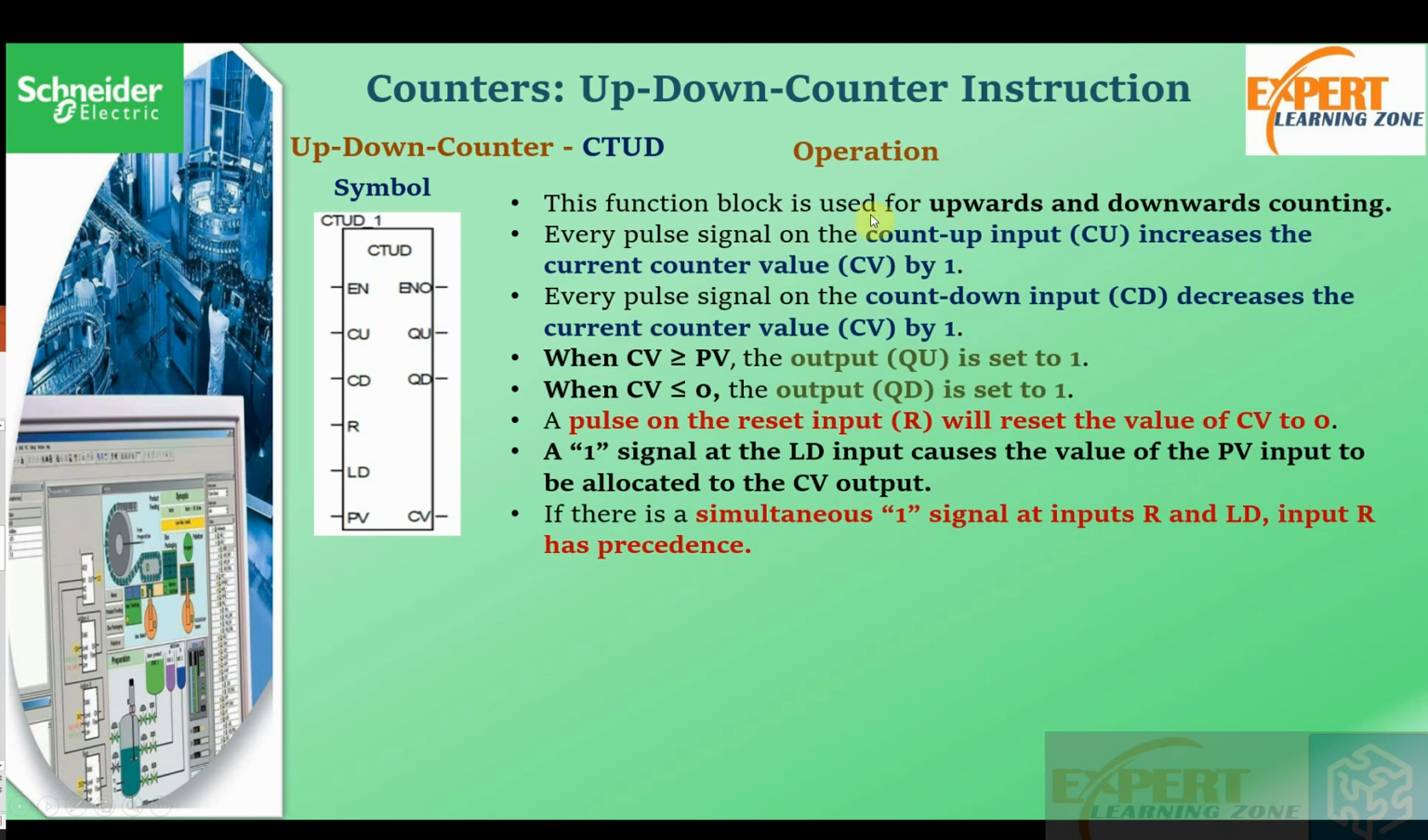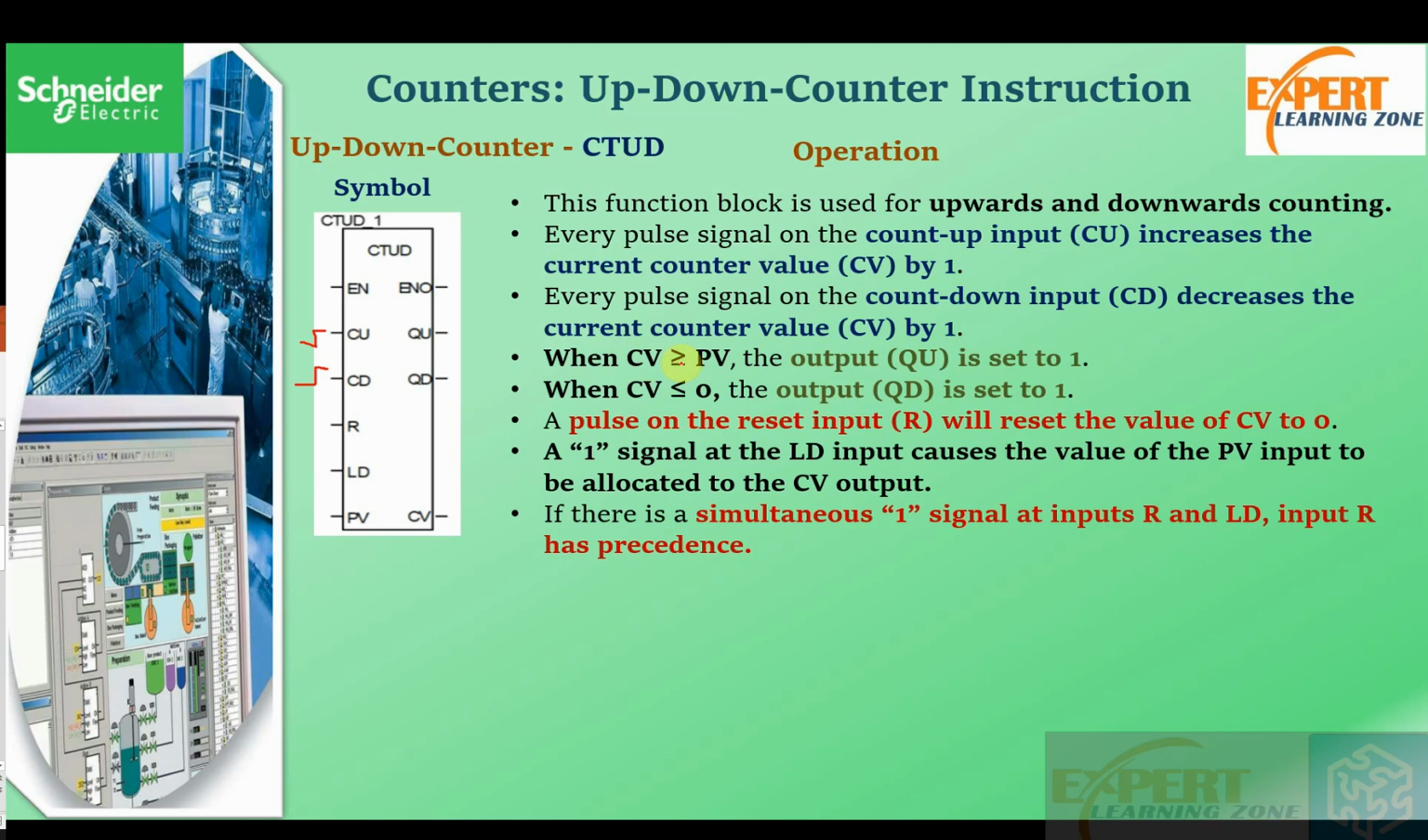It says that this function block is used for upward and downward counting. Every pulse signal on the count up pin will increment the current counter value by 1. So if we have a pulse here, the current counter value will increment by 1, and every pulse signal on the countdown input will decrease the current counter value by 1. And if we have a pulse here, then the current counter value will decrement by 1.